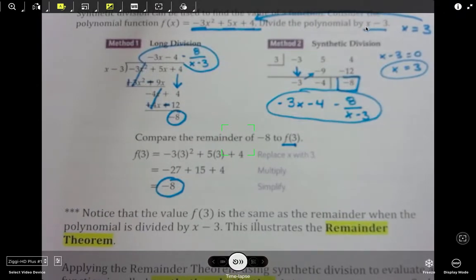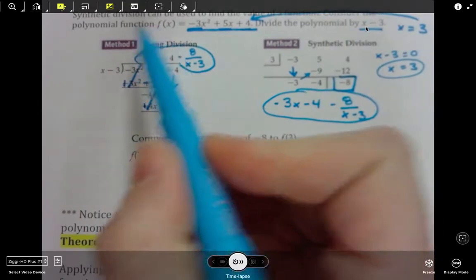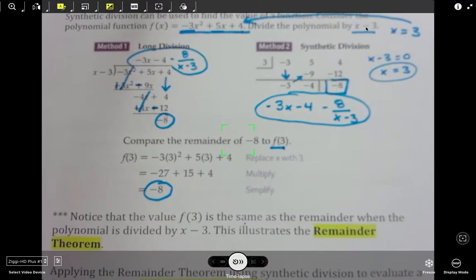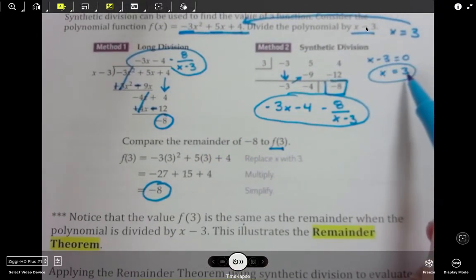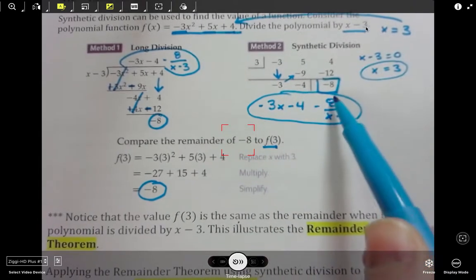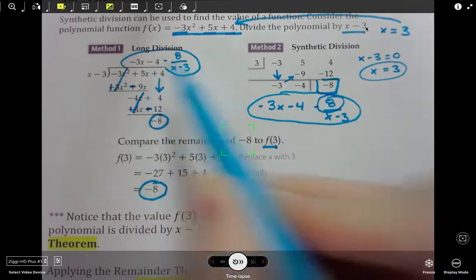Now, the reason why that's so important is, in a test or a quiz or even on your homework assignment, if you do the long division or the synthetic division and you want to check your answer, you can just take that 3 and plug it back into the equation, and you should end up getting the remainder that you got for your long and synthetic division.